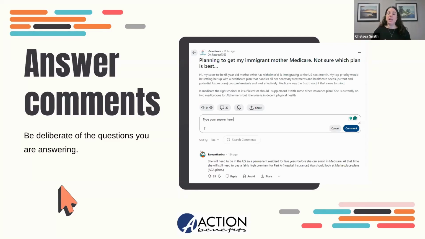When you make the account, you can do this one of two ways. You can either make the account as your agency, so it looks like you as an agency are answering the question. So maybe Chelsea Smith's Insurance Agency, or whatever the name of your insurance agency is, could be the name of your account. Or you could just make an account for yourself personally. Either way is fine, as long as you're doing it, in my opinion, with intention, right?